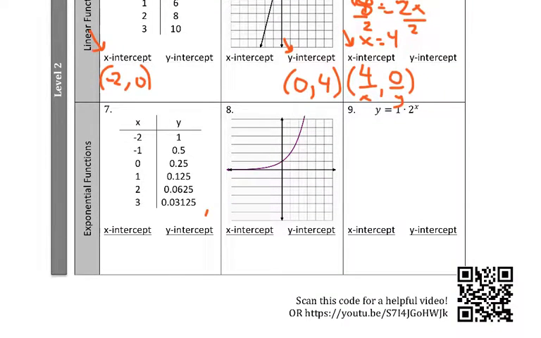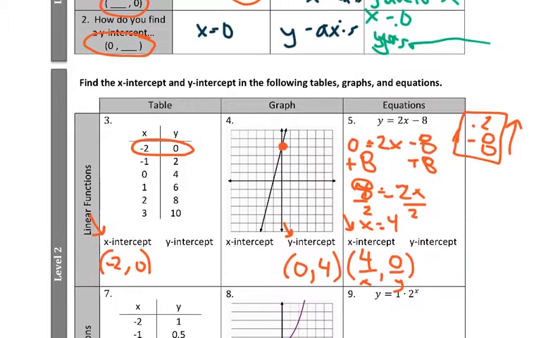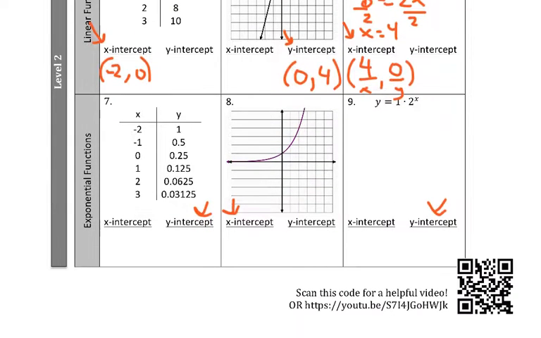Alright, let's come down here. I'll do the opposites this time. So I'll do the y-intercept, then the x-intercept, then the y-intercept. To find the y-intercept, I need to look for the row where x equals 0. So that's going to be this row right here. So (0, 0.25).